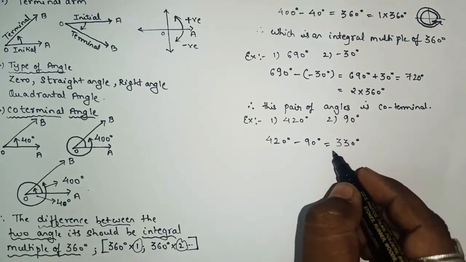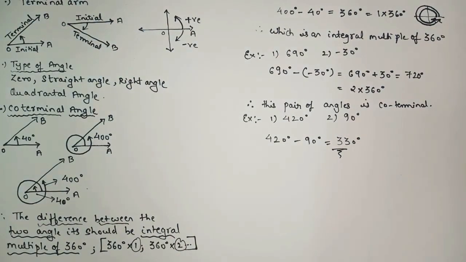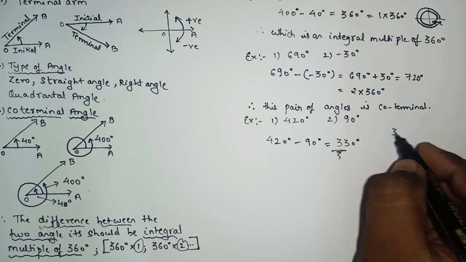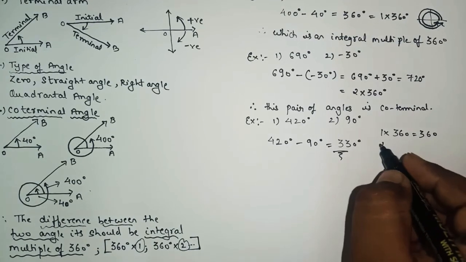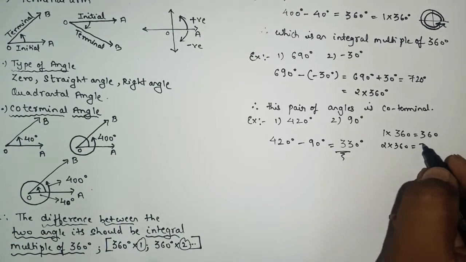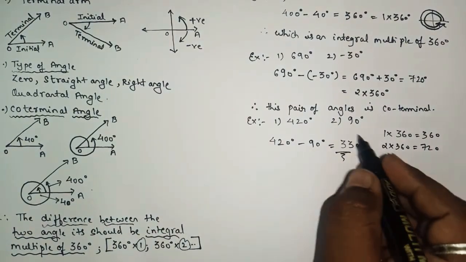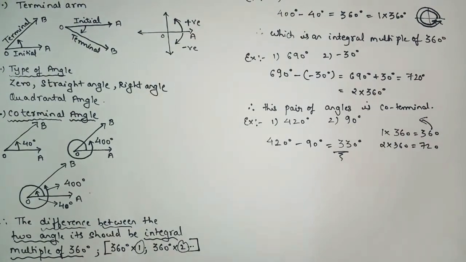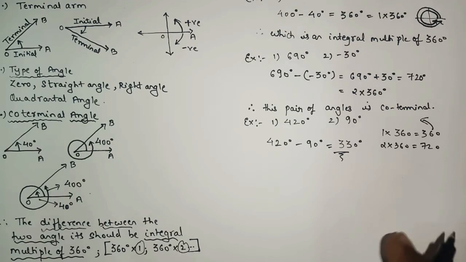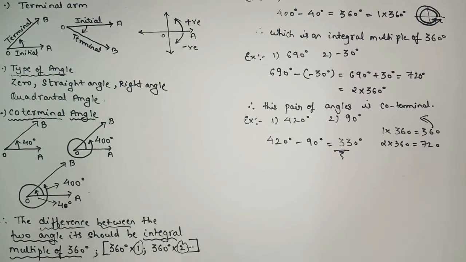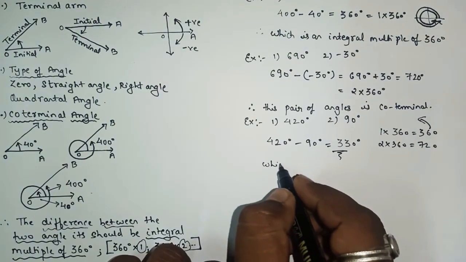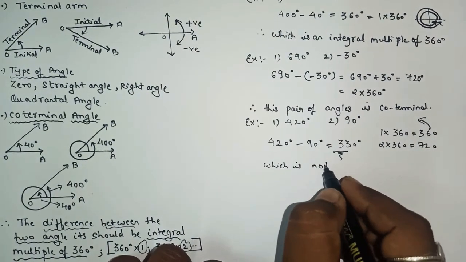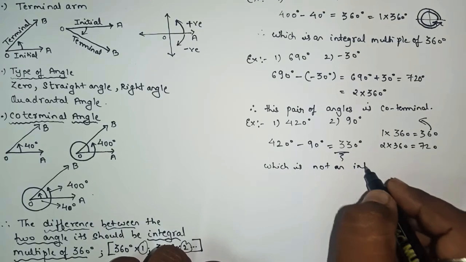Okay, so here is 330, is it a multiple of 360? No, because we know that 1 into 360 will be 360, 2 into 360 will be 720, and like that it goes on. As 330 is less than 360, we can clearly say that it is not an integral multiple of 360.